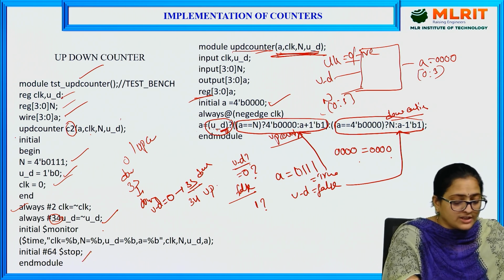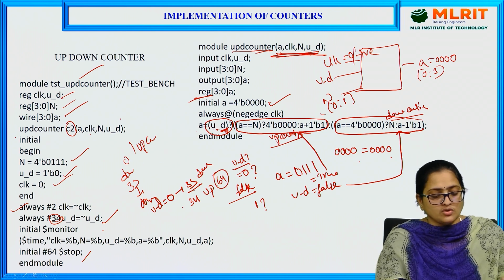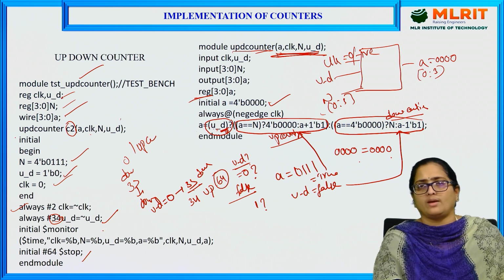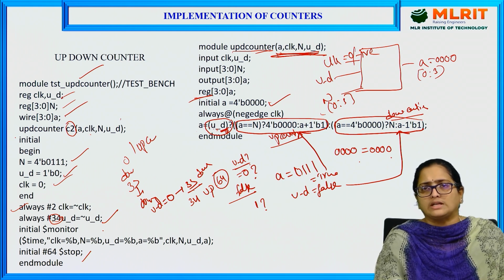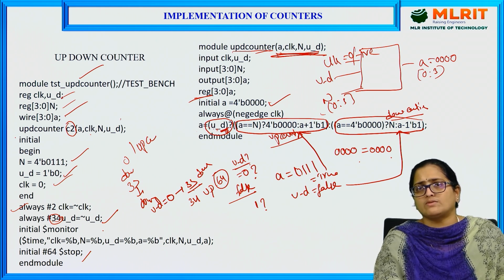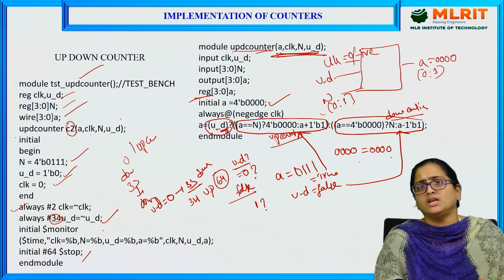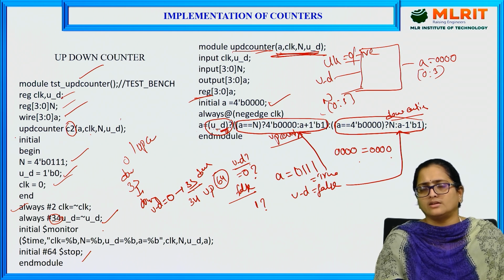Till 63 time intervals, it performs an up counting. So from this test bench, your clock is going to be triggering for every 2 time intervals, whereas the up down counter will be triggered at 33 time intervals. At time t equal to 33, it goes to up counting; till t is equal to 33, it performs a down counting. So this is how you can write a Verilog code for both up counting and down counting.